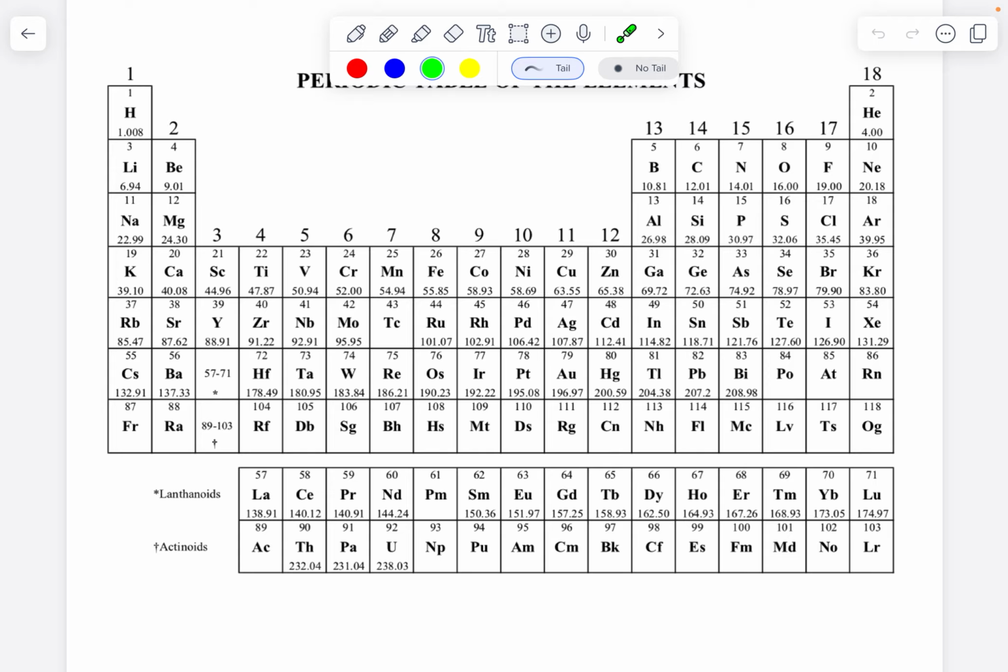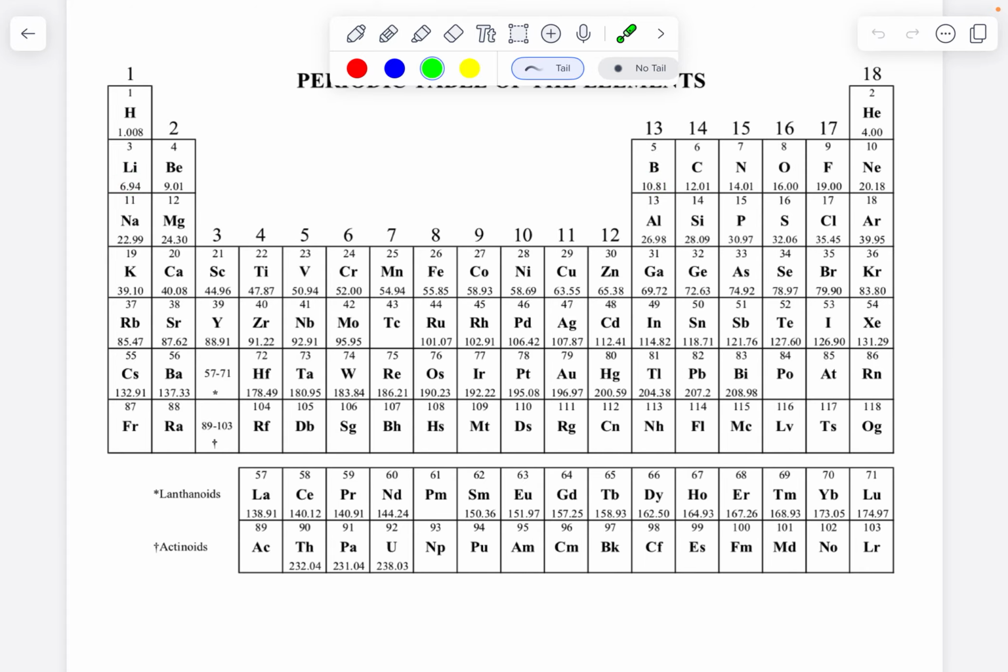So we find the molar mass off the periodic table. And the number that we use is the average mass. So that's these numbers down here, okay? Now remember the numbers above, that's the atomic number. The atomic number tells us the number of protons the atom has, and that identifies the element. So if you change the atomic number, you have a new element. The atomic mass is the average mass of that atom, okay?